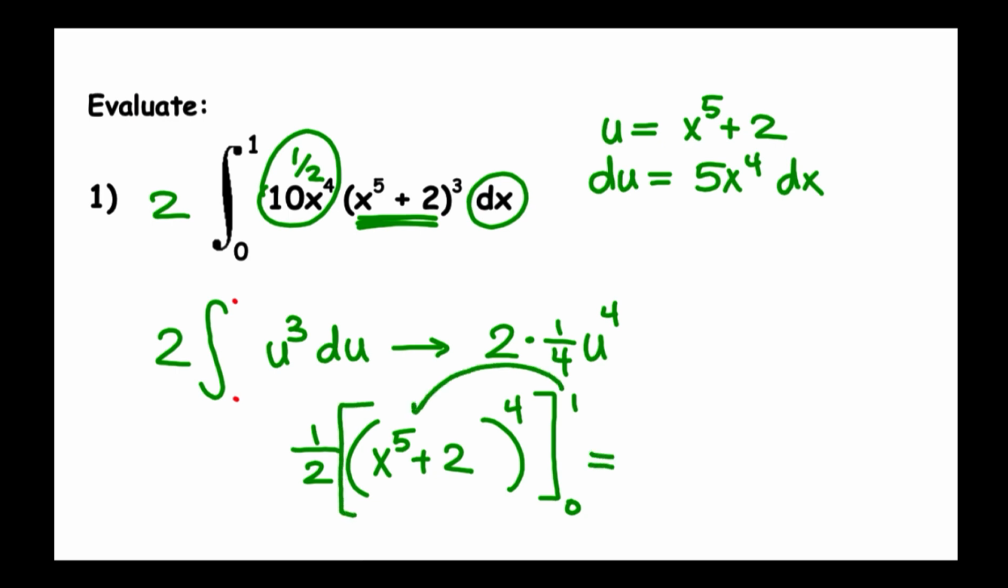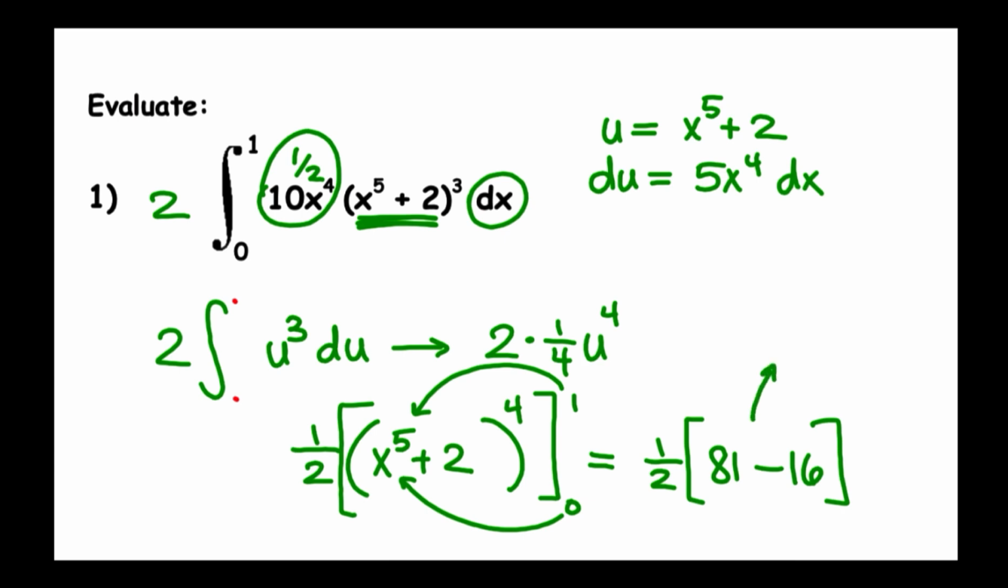When you dump the 1 in, you get 1 plus 2. That's 3 to the 4th. 3 to the 4th happens to be 81. Minus, put the 0 in. Don't blow it off because it's going to be 2. 2 to the 4th is 16. And so your final answer is going to come out to be 1/2 of 65, which is 32.5.